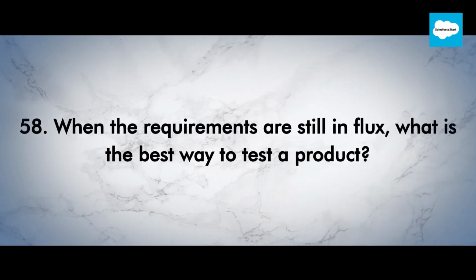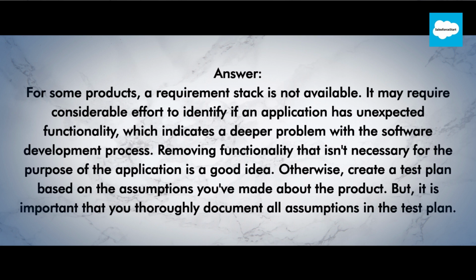58. When the requirements are still in flux, what is the best way to test a product? Answer. For some products, a requirement stack is not available. It may require considerable effort to identify if an application has unexpected functionality, which indicates a deeper problem with the software development process. Removing functionality that isn't necessary for the purpose of the application is a good idea. Otherwise, create a test plan based on the assumptions you've made about the product. But it is important that you thoroughly document all assumptions in the test plan.